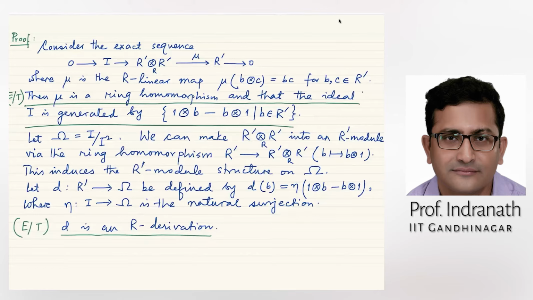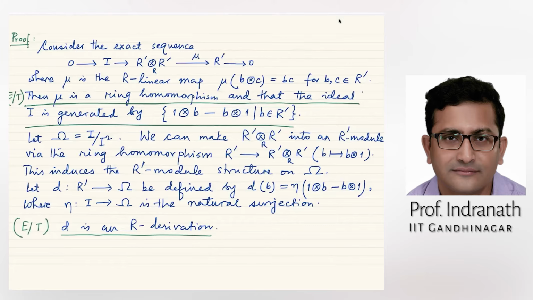Okay. So as I was saying, these generators for I would be useful because we need to know I square in a little more detail. Otherwise, it will be difficult for us to show that whatever map we define is actually killing I square, right? So we can make this R dash tensor R dash over R into an R dash module via the ring homomorphism. These things you have seen before. Now this induces the R dash module structure on omega. Okay, so omega by definition is I mod I square.